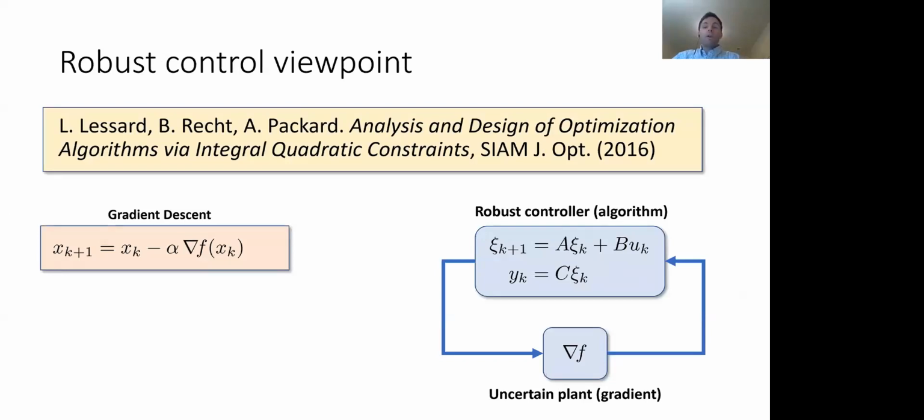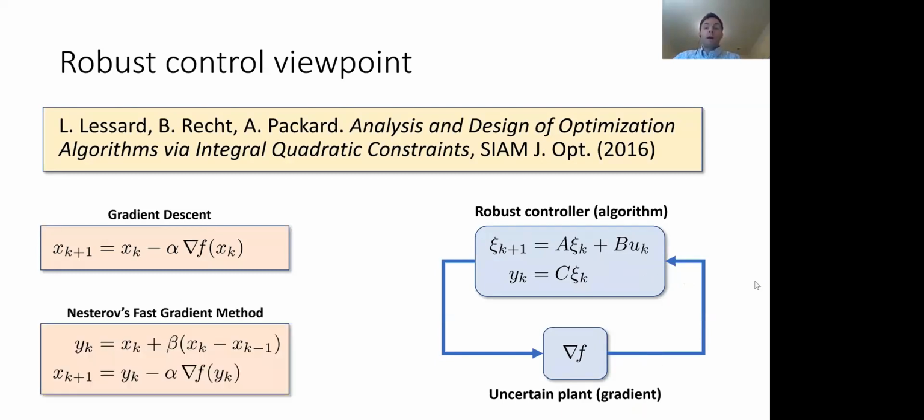For example, gradient descent can be written as a feedback interconnection of grad f, which is the uncertain plant, and an LTI system, which is the algorithm itself. The benefit of this approach is that more complicated algorithms, such as Nesterov's fast gradient method, that require storing additional past iterates, can also be represented in this way.